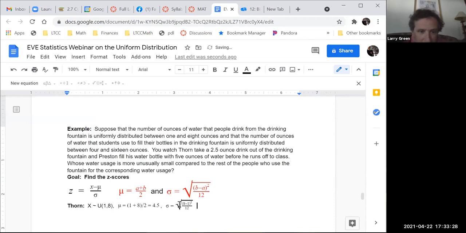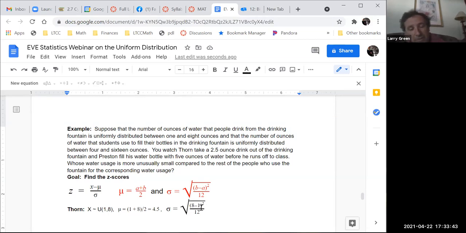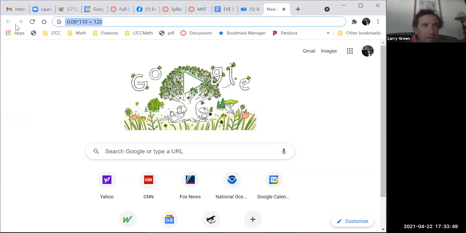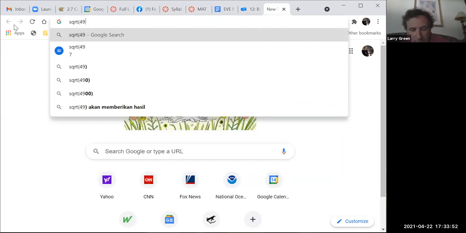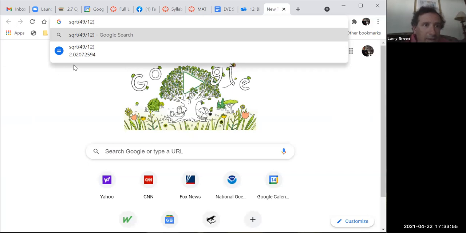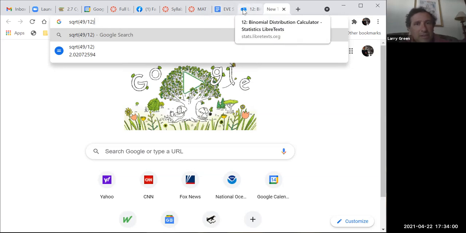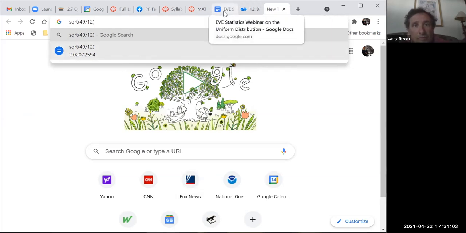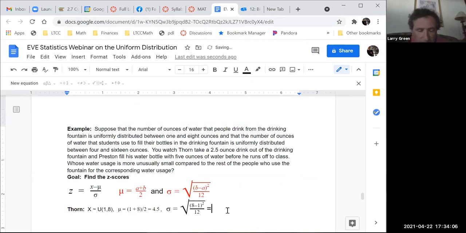And let me make that bigger because it always gets really little. There we go. And again, this one you've got to be able to do in your calculator. So this is the square root of 7 squared over 12, square root of 49 over 12. So let's just do that. And that's about 2. I'm going to use one decimal place, and that gives me 2. Any questions so far?